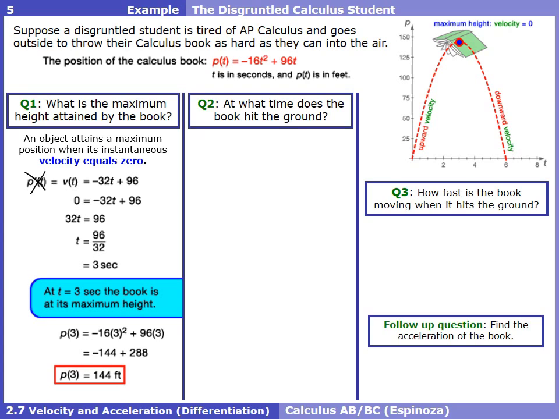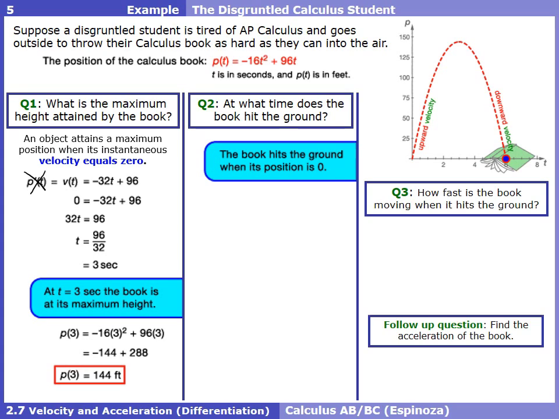Question 2. At what time does the book hit the ground? So, do we need velocity in this problem? Well, not so much. We know, as you can see in the animation here, that when the book hits the ground, what is its position? Well, when the book hits the ground, it has a position of 0. It starts at 0, the disgruntled calculus student throws it up, and then it comes back to where it started, which would be a position of 0. So this actually really isn't a calculus problem. We don't need to do any calculus to answer this question. We want to find when is p of t equal to 0.